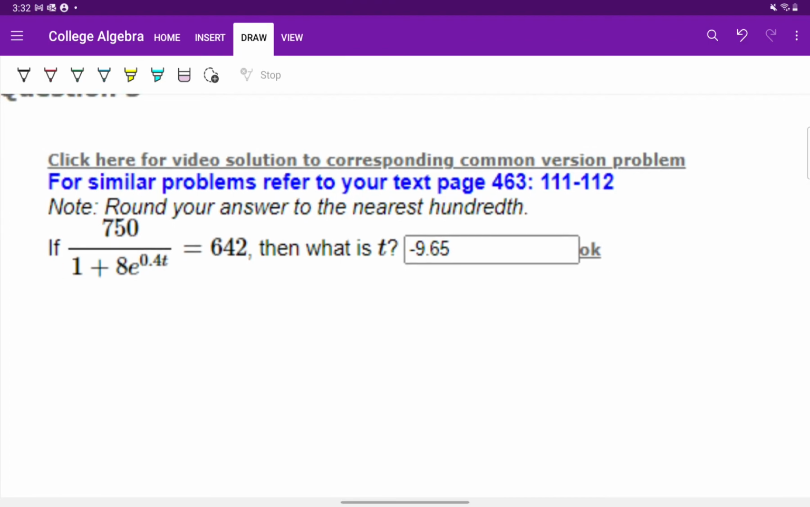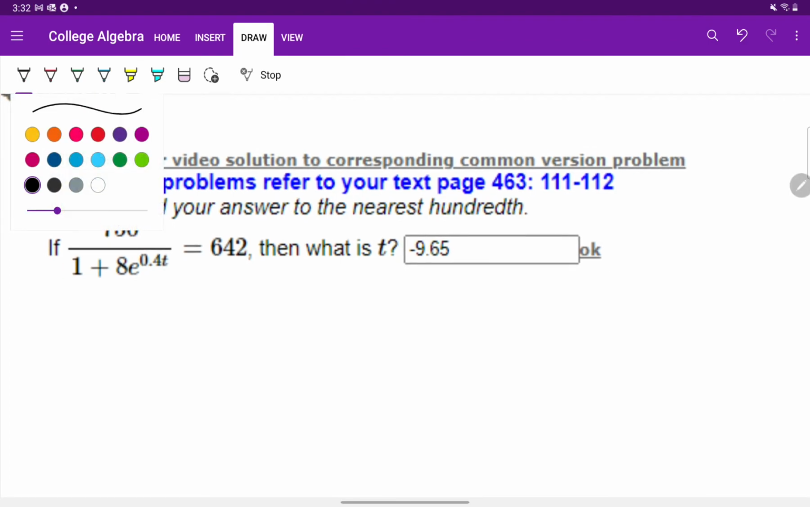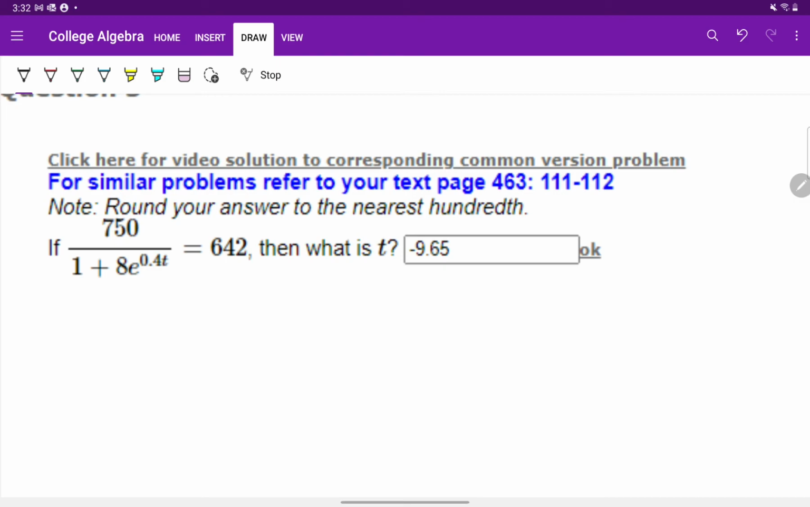Question 5 looks really, really nasty, but I promise it's not so bad. It's going to feel really ugly at first just because there's a lot of stuff going on, but if you punch these things into your calculator as you go along, it's not that bad. So we are starting off with 750 divided by 1 plus 8e to the 0.4t equals 642. We want to solve for t.